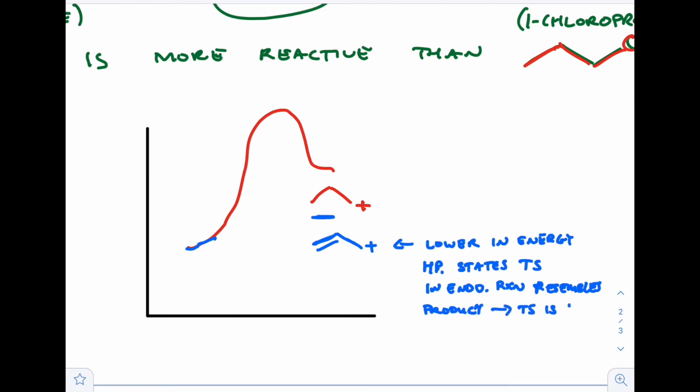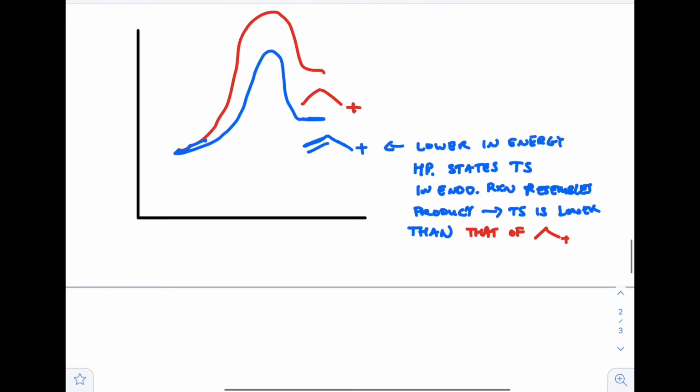And what does that mean? That means that the transition state is lower than the transition state leading to the chloropropane's carbocation, the propyl cation.